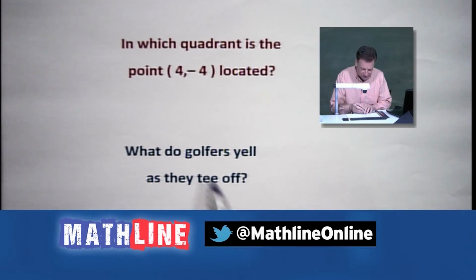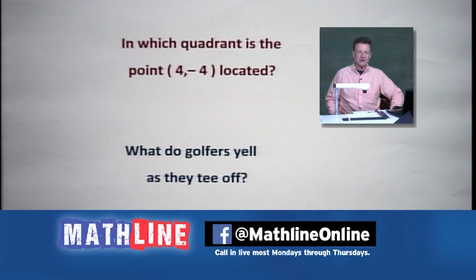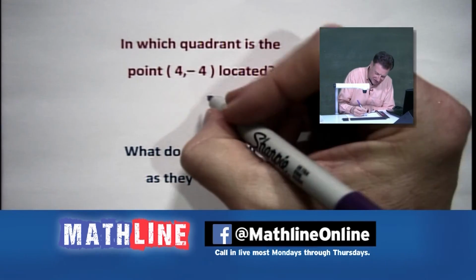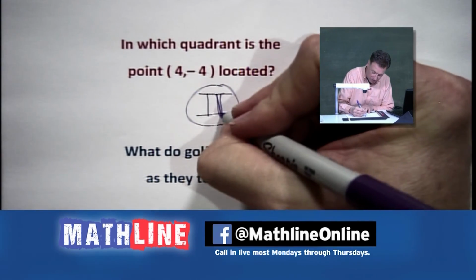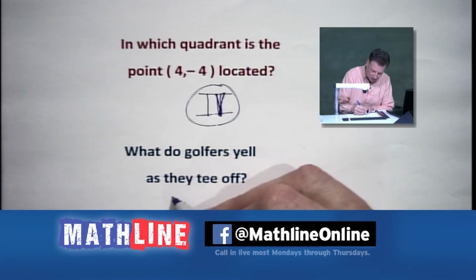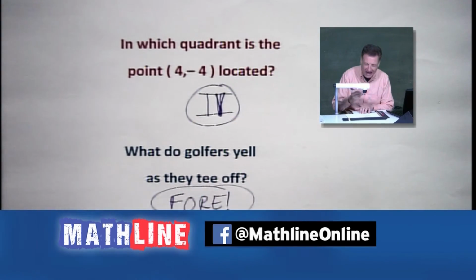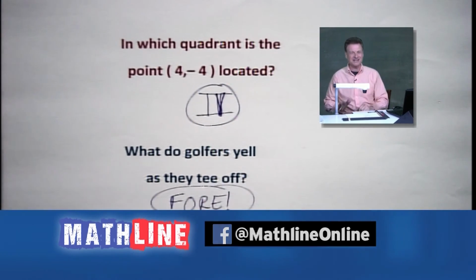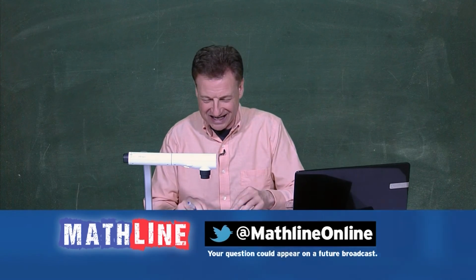And you know what else? There's this other thing that I understand. What do golfers yell as they tee off? Have you ever heard of it? Fore, but it's not spelled F-O-U-R, sorry. This one is a big 4, Roman numeral style. This one is F-O-R-E. I'm sorry, I couldn't resist that one.